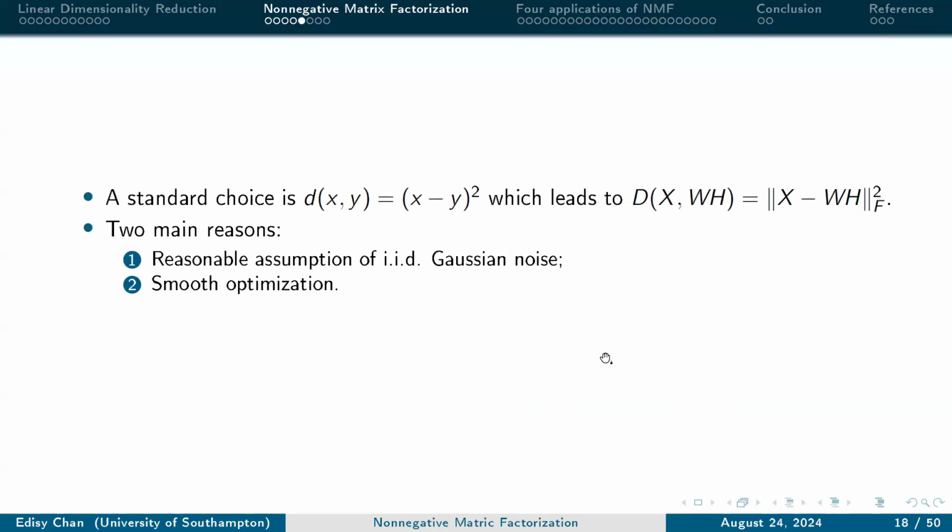A standard choice is to consider the square of X minus Y. That basically gives us the Frobenius norm case. This is a common and standard choice for two main reasons. One reason is that most of the time we have Gaussian noise, IID Gaussian noise. The second reason is that it gives us smooth optimization, and we can make use of many different smooth optimization tools to solve that.